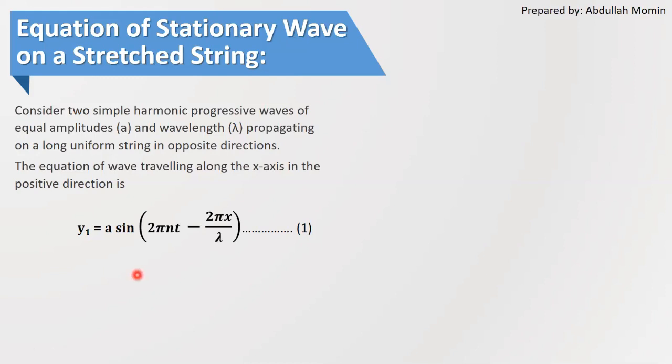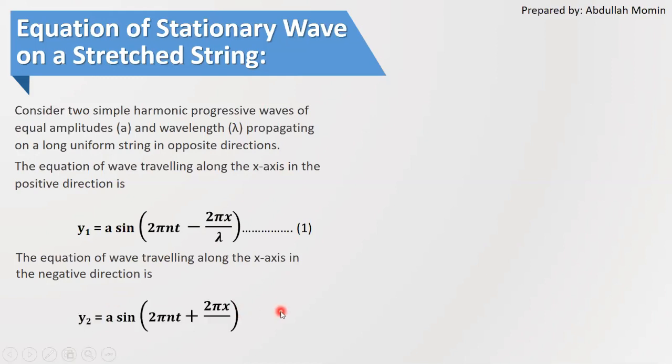Since the second wave is traveling from the opposite direction, we write the equation of the wave traveling along the x-axis in the negative direction as y2 = A sin(2πnt + 2πx/λ). If the wave is traveling along the positive x-axis, we put a negative sign in this bracket, and if it is traveling along the negative direction, we put a positive sign.